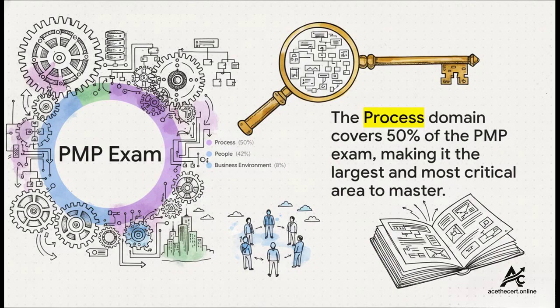Just take a look at these numbers for a second. The process domain? It makes up a massive 50% of your exam. Yeah, that's half, literally half of all the questions you're going to face. The people domain is right up there too, super important at 42%, but you can see why mastering process is just not optional if you want to succeed.